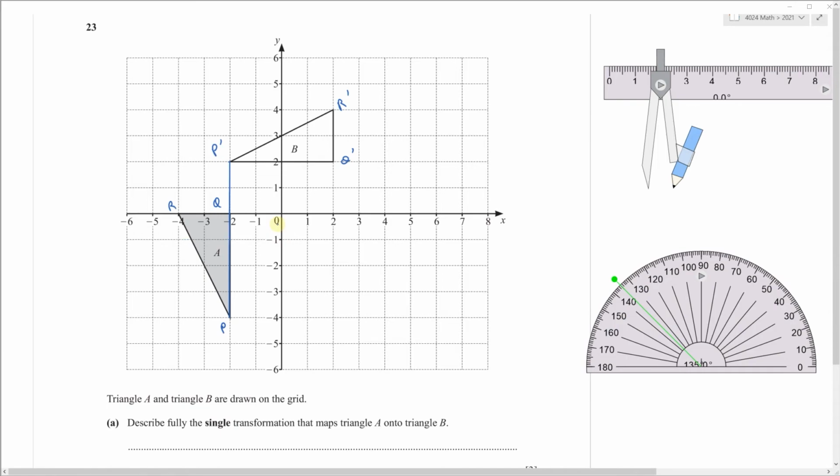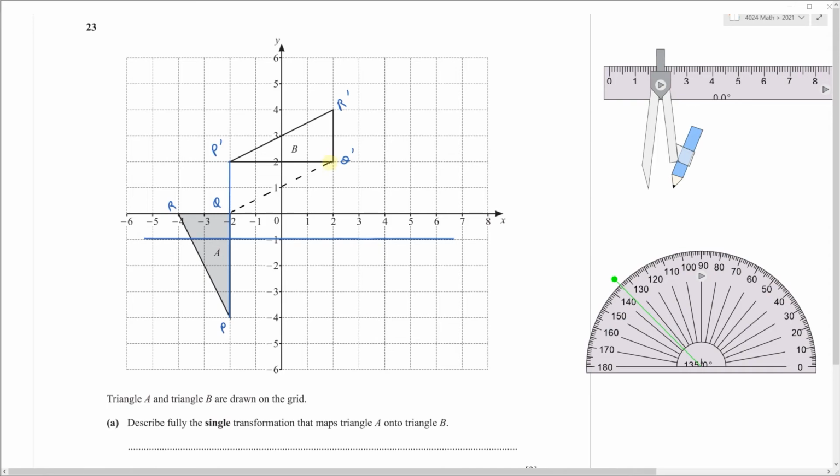Oops. Let's try to draw it again. So this is passing through -1. So this is my line bisector for P and P prime. And then let's take Q and Q prime. The intersection of the two bisectors will give me the center of rotation. So I'm joining Q and Q prime here.